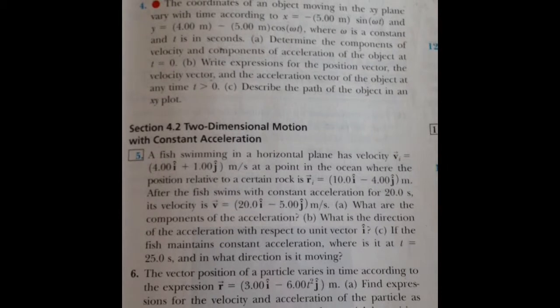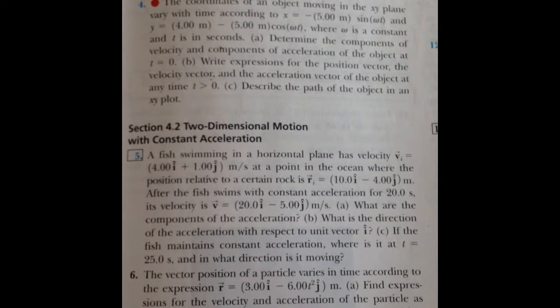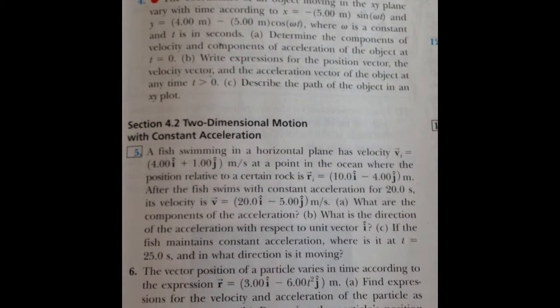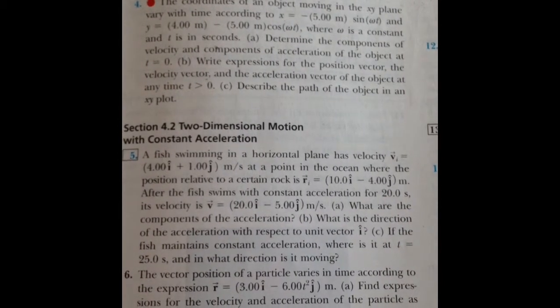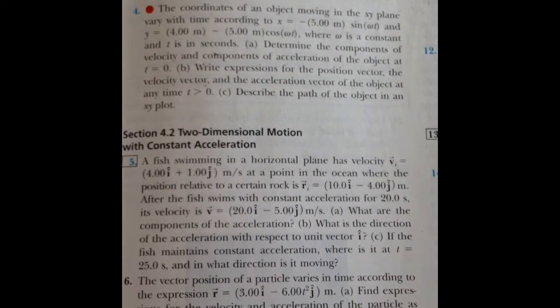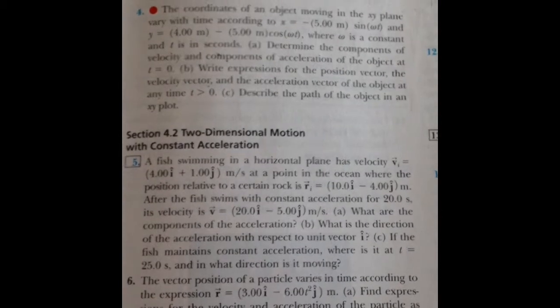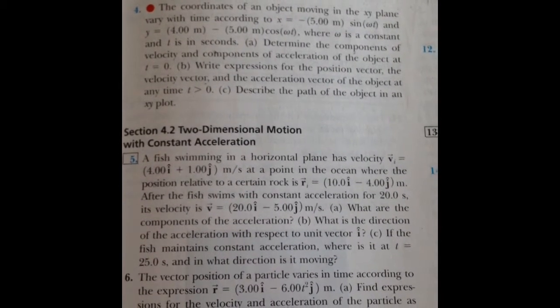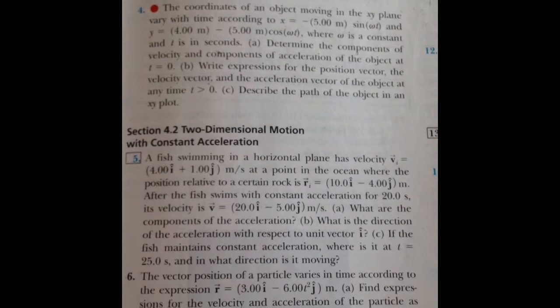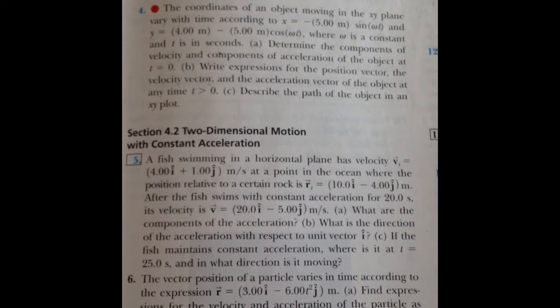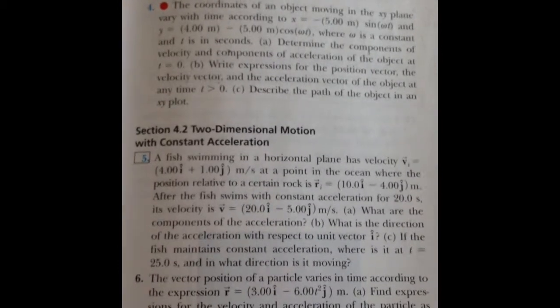A fish swimming in a horizontal plane has velocity v equals 4i plus 1j meters per second at a point in the ocean where the position relative to a certain rock is r equals 10i minus 4j meters. After the fish swims with constant acceleration for 20 seconds, its velocity is v equals 20i minus 5j meters per second. So part A of the problem says, what are the components of the acceleration?